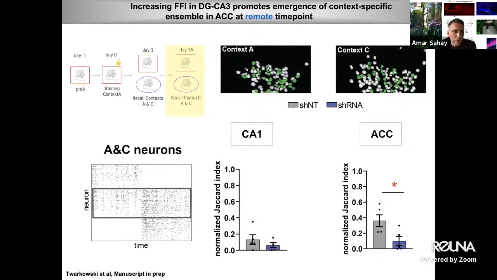And what Hannah found was that at the level now of the anterior cingulate cortex, this was not seen at the recent time point, we saw a reduction in the number of neurons that are active in both A and C, but only in the animals in which we had increased feed-forward inhibition. So if we compared the shRNA group with the controls, we saw that the shRNA group had fewer A and C neurons, so neurons that were active in both contexts at the level of the anterior cingulate cortex.